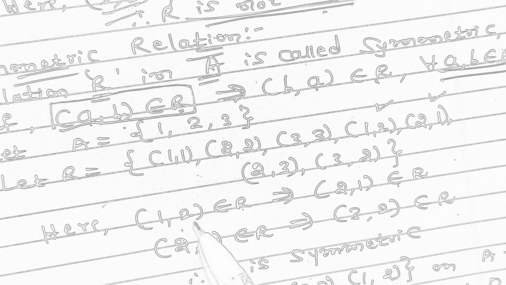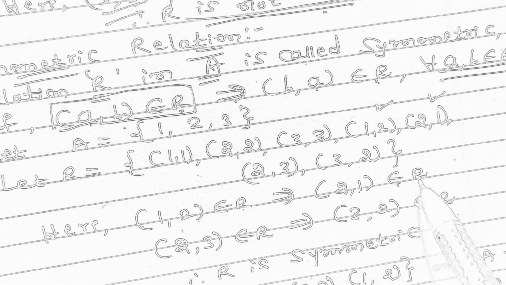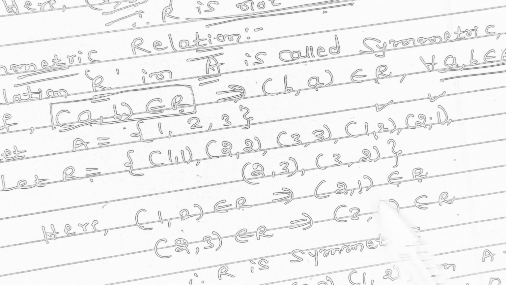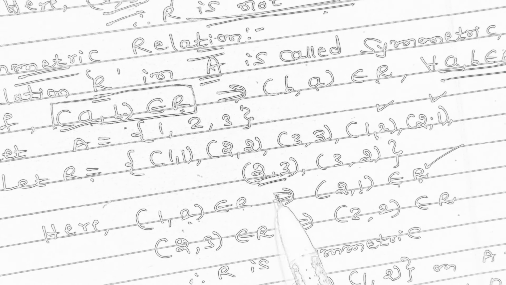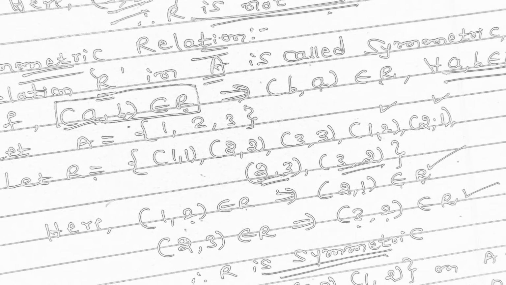This pair is there, which means 2, 1 should be present here. So 1, 2 is present in the relation, and 2 comma 1 is also present. So A comma B, generally we say B comma A. This is okay. Then if we consider another pair here, 2 comma 3 is there, and another one is 3 comma 2, which is also present. Therefore clearly we can say R is symmetric.